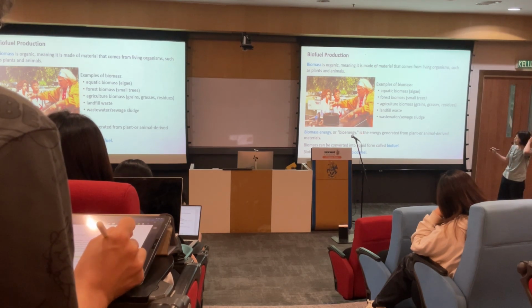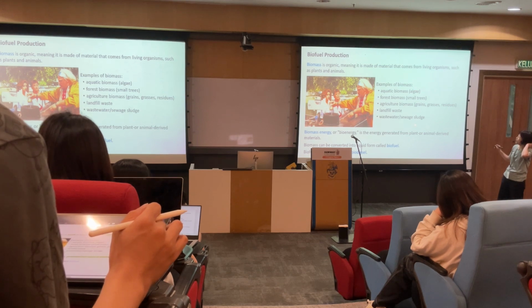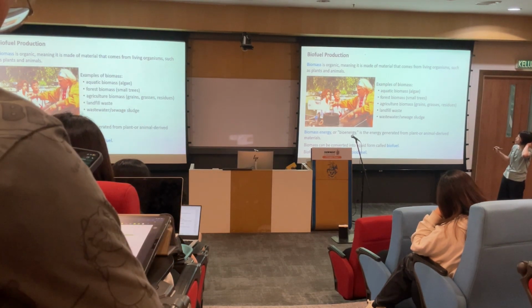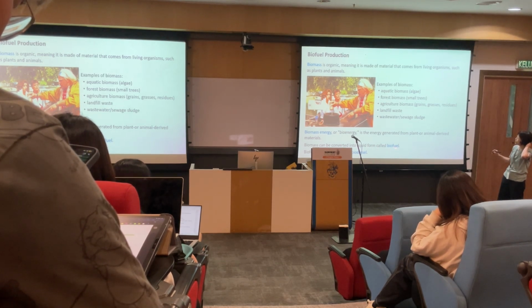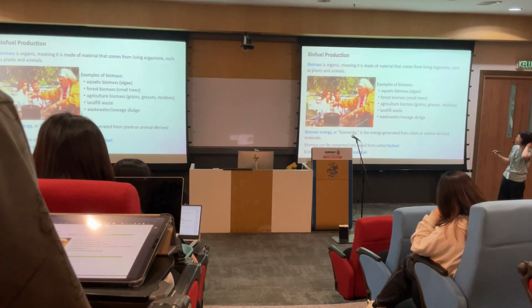Now, the biomass here is the raw material we begin with. Using the microorganism, we can convert this biomass into energy. The energy, if it goes into liquid form, we call biofuel. There are two types of biofuel. Biofuel includes ethanol or biodiesel.